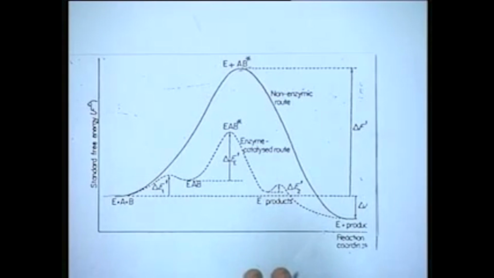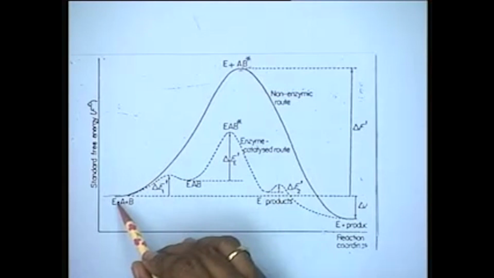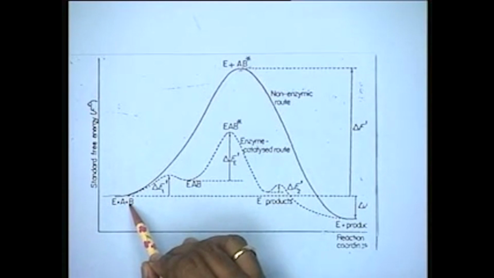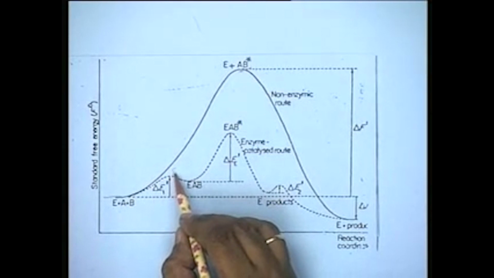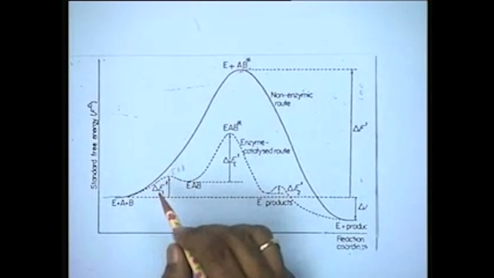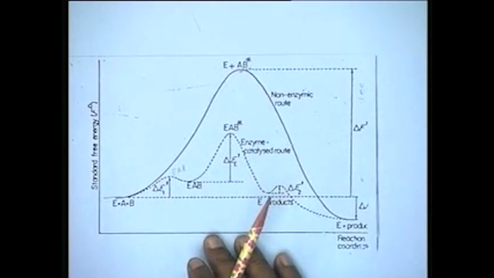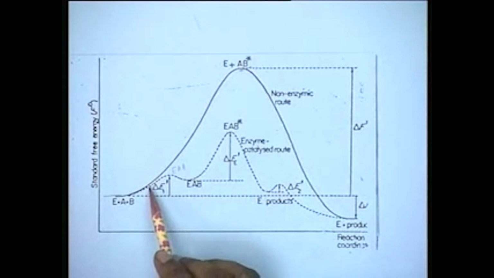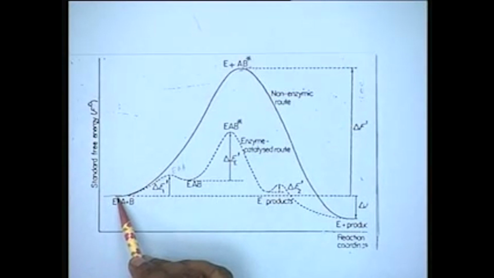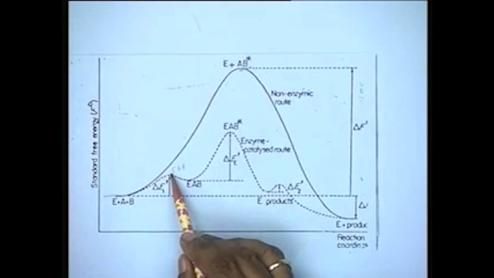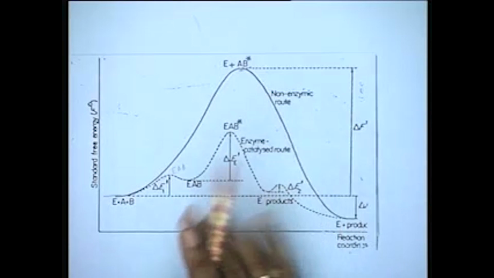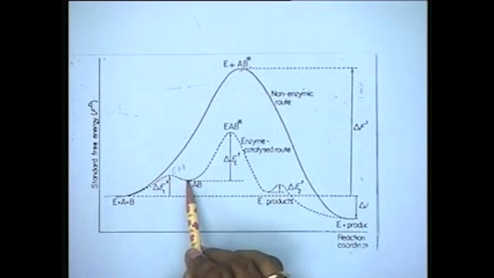What happens in the presence of the enzyme molecule? The enzyme binds to the substrates A and B, forms EAB, and essentially this process also undergoes an energy of activation process. That means some amount of energy is released by this binding, and the enzyme substrate complex, instead of starting from the level of the ground state of A and B, now has reached a state a little higher than the ground state by the binding process.